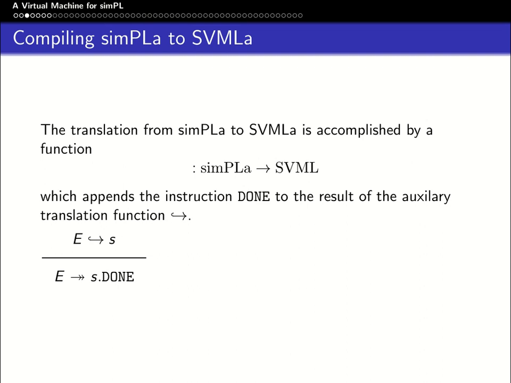So we're going to define a relation, this curly arrow here, harpoon arrow, I think it is called, where E translates into S. So E is some expression, and S is a fragment. And we're going to say that if E translates into S, then E fully translates into S dot done. And this fully translates relation represents the full-fledged compiler. We always produce a sequence of instructions that ends with a done.